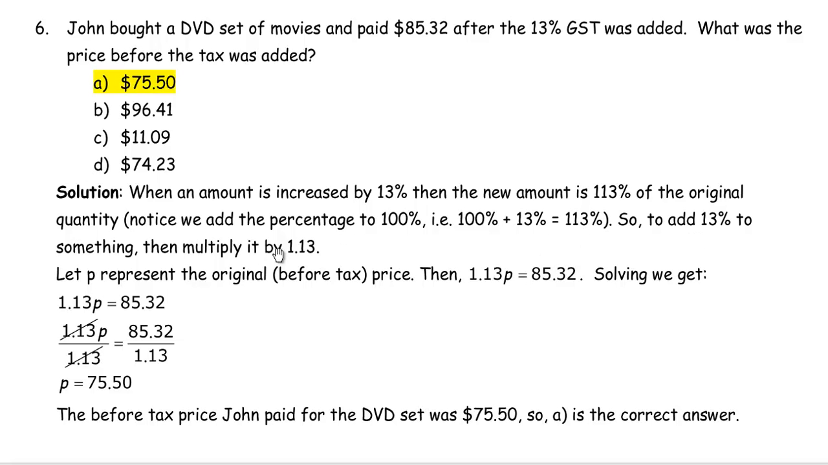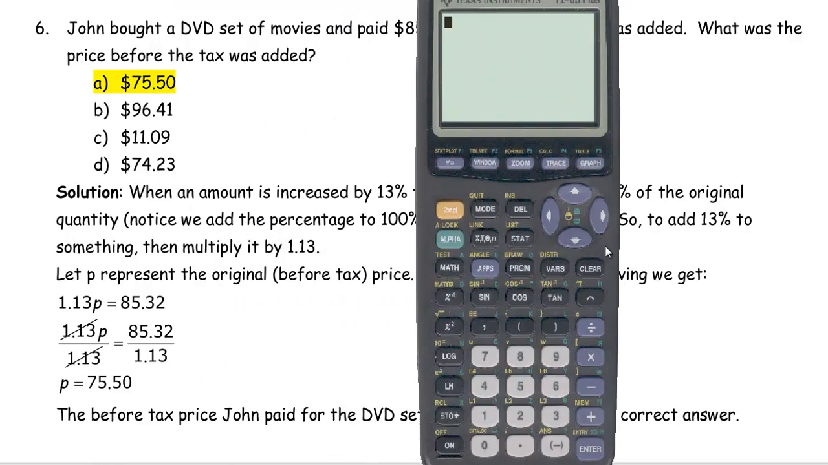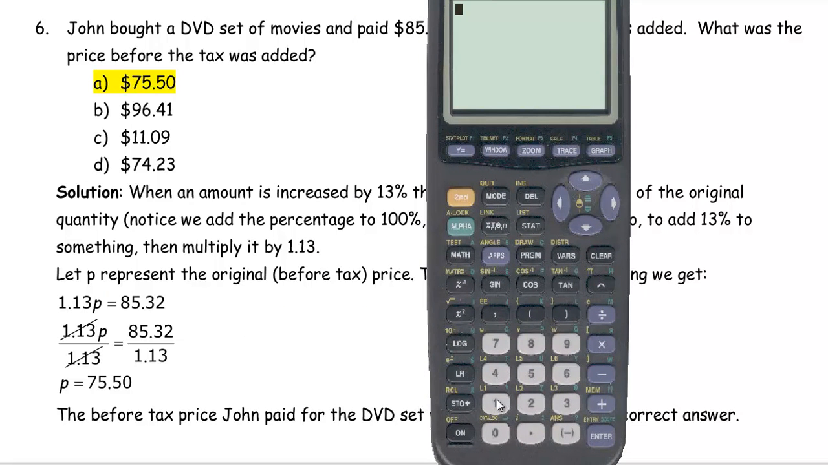So to add 13% to something, we multiply it by 1.13. The decimal equivalent, to change that into a decimal, remember you move the decimal 2 places, or divide it by 100. Remember, you can always change any percent to a decimal by dividing it by 100. 113 divided by 100 is 1.13. So if you want to add 13% onto something, multiply it by 1.13.